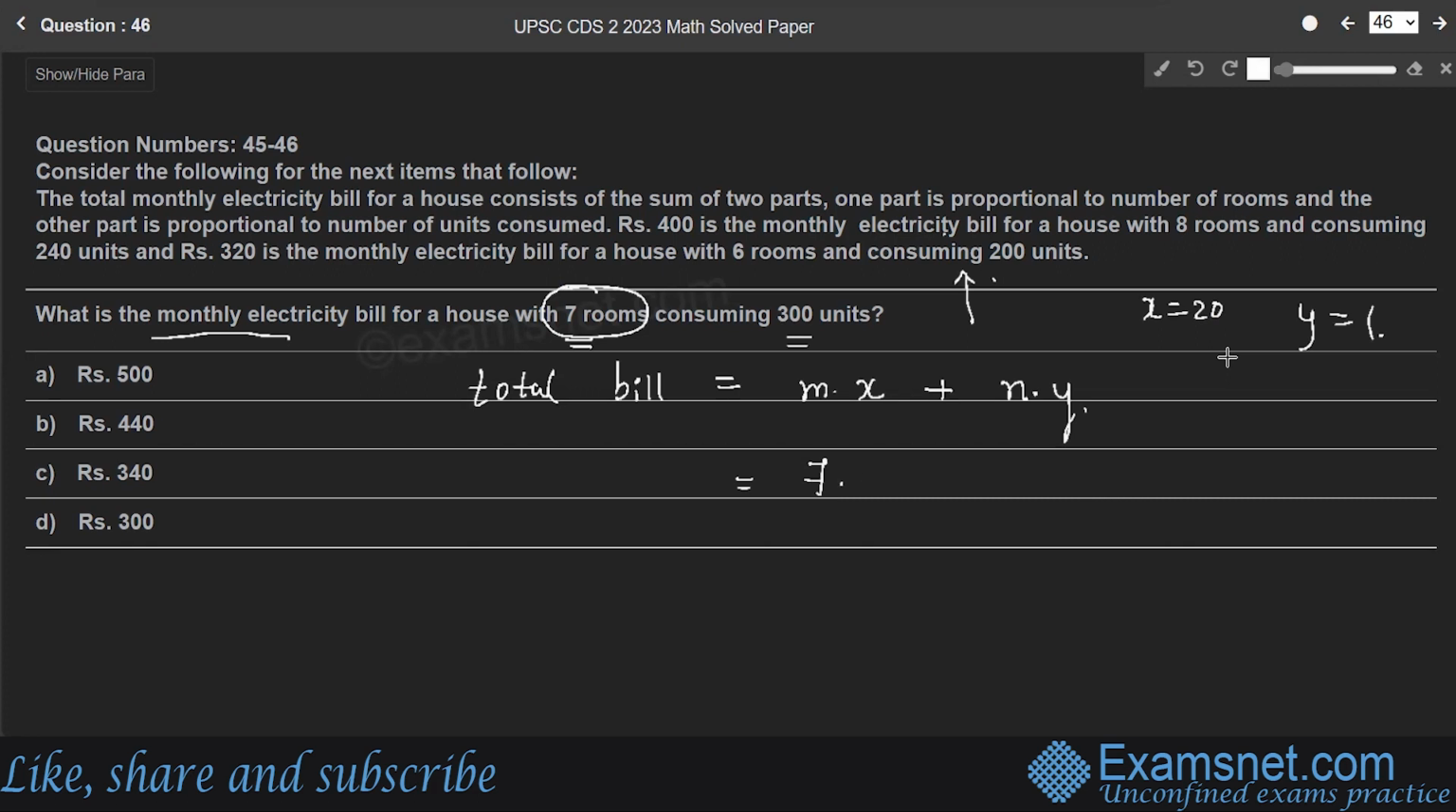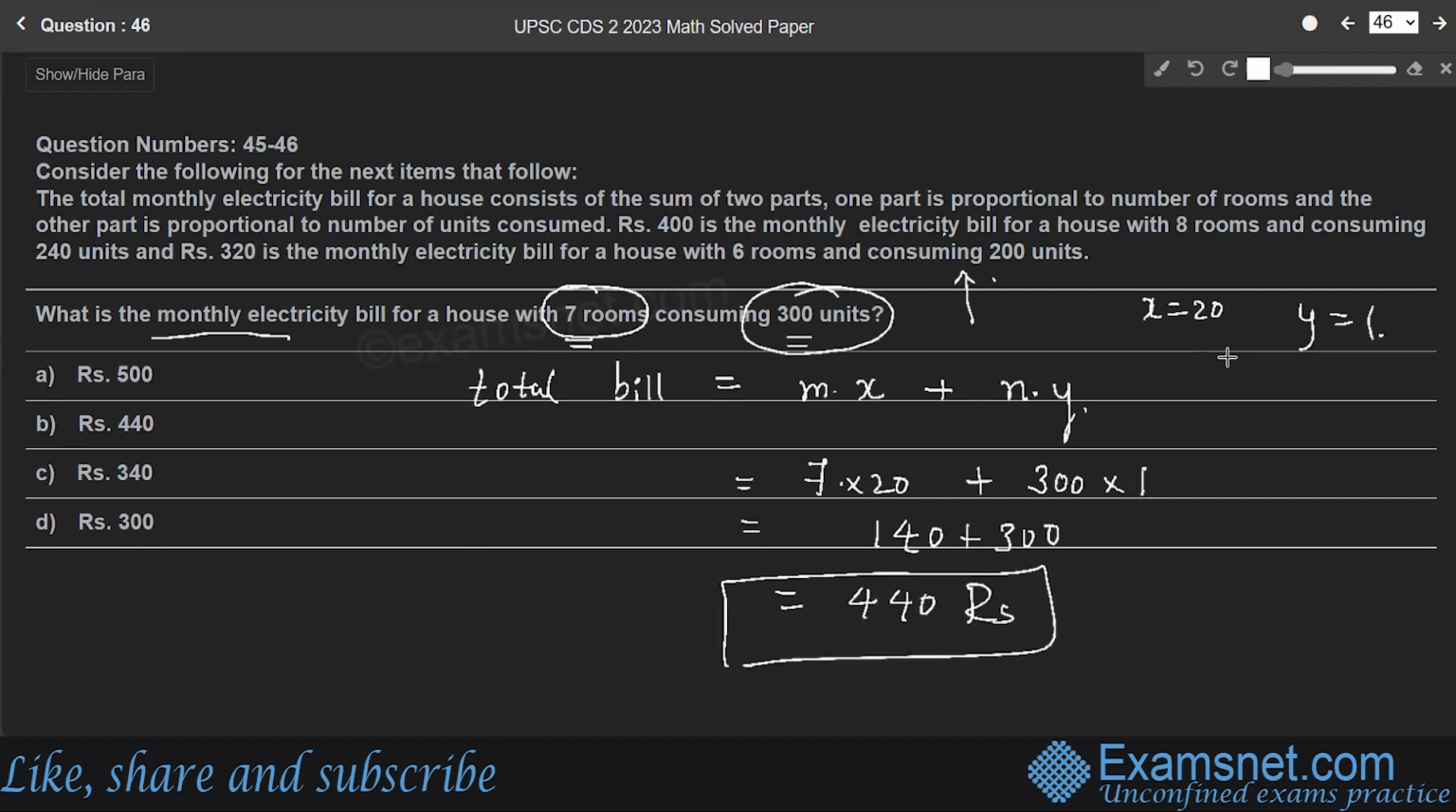In the previous question, the value of x was 20, y was 1, right? There are 7 rooms into 20 plus, in that house 300 units were consumed. So 300 and y was 1, right? Therefore, 140 plus 300, which is 440 rupees. The total bill of that house is 440 rupees, option B.